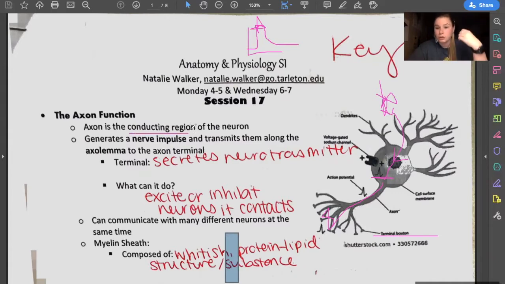We're conducting electrical impulses, which tell us what to do, which tells us to blink, tells us to move our eyes, tells us to do anything we're supposed to do. That's how we communicate.